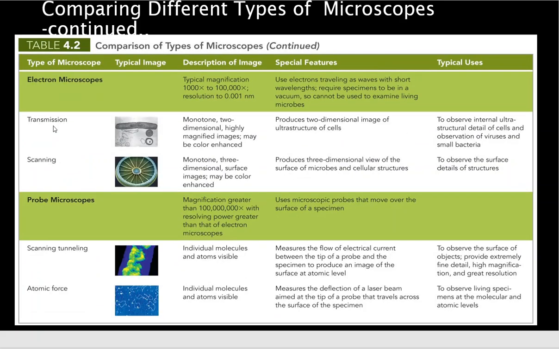Got some more over here. The electron microscopes, definitely you and I will never see these. These are for research scientists. Electrons, instead of using light waves, they use actually streams of electrons. And again, this is something way over our pay grade. Transmission and scanning.